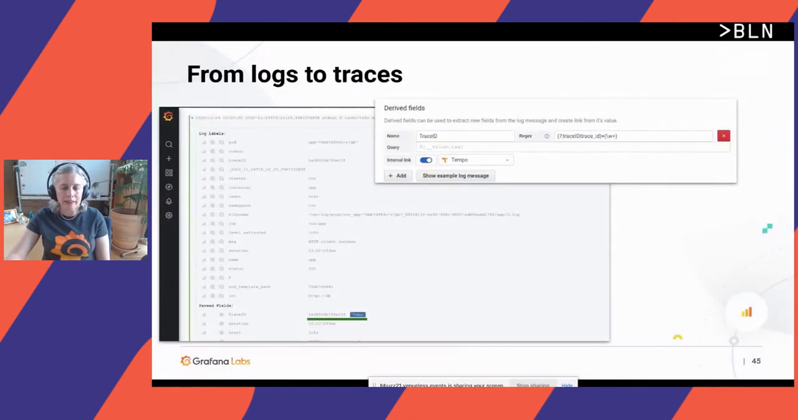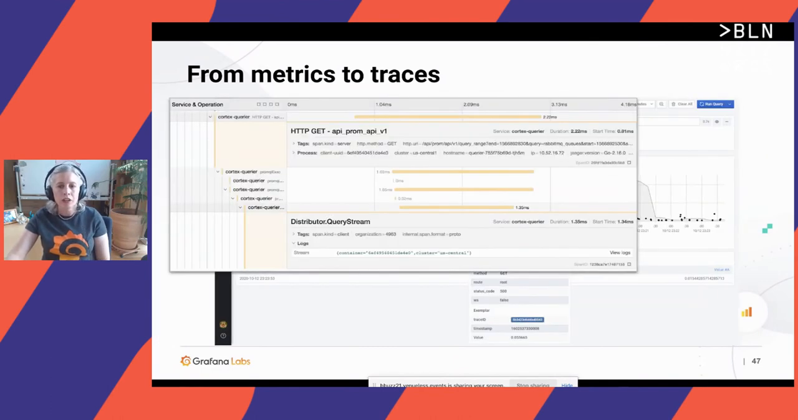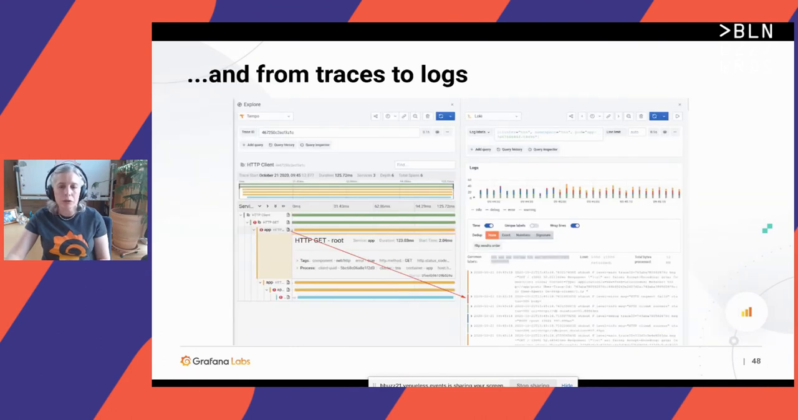So bringing that together, you can move, as I mentioned just now, from your logs to your traces, from your metrics to your traces, and from your traces to your logs. Any which way you want to go, you can go with this, because it all lives within the same query language. And because this is all open source, you can also run it yourself.